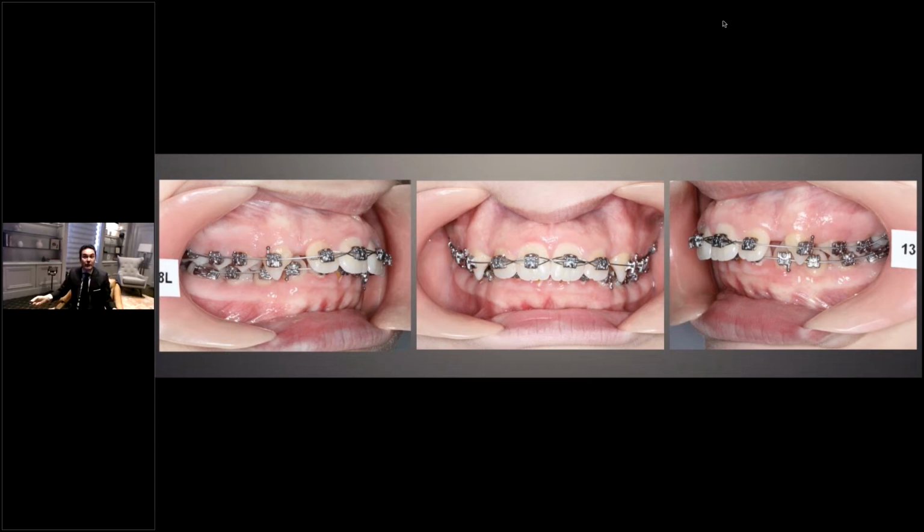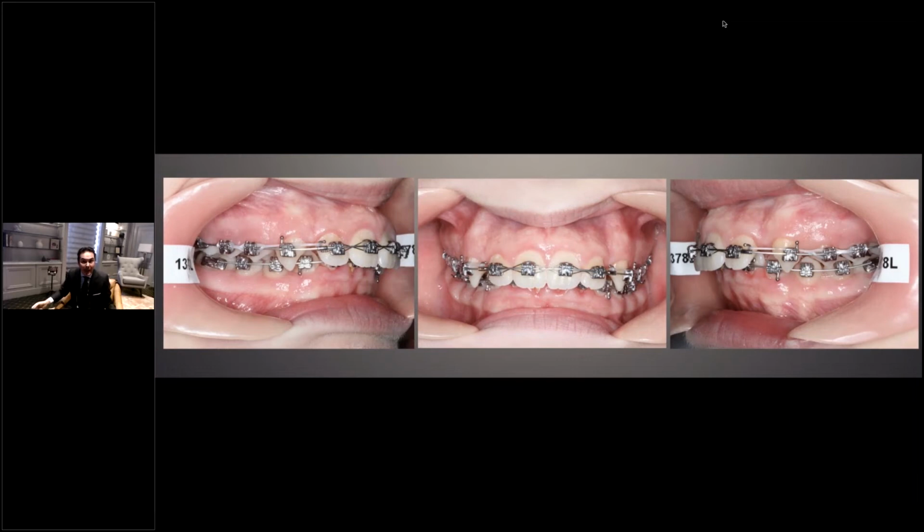And now what we have to do with those anteriors? Just bring them back with a rectangular wire and a power chain that will go from the second bicuspid to the first bicuspid, and bypassing the canine will go to the hook, a crimpable hook that is placed on the wire. This crimpable hook obviously has to be a little bit distal to the lateral incisor, because we need the wire to slide back and retract the anteriors beautifully, right?